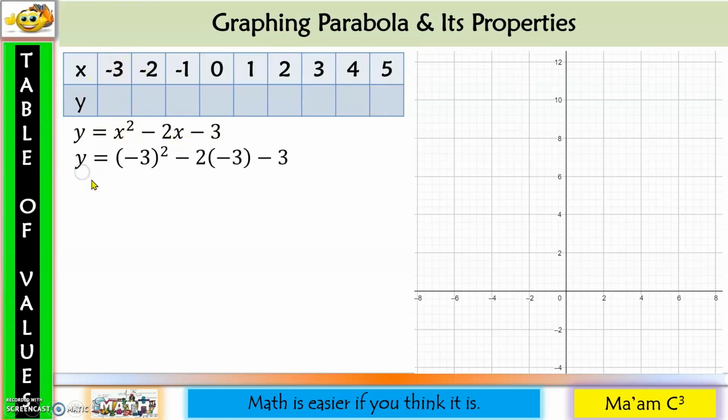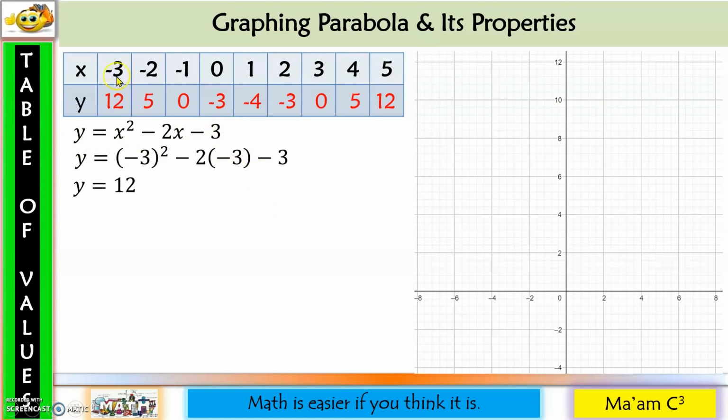So y is equal to negative 3 squared minus 2 times negative 3 minus 3. Negative 3 squared is 9. Negative 2 times negative 3 is positive 6, minus 3. 9 plus 6 is 15, minus 3. y is equal to 12. So we write here 12. Continue substituting the x values in the function and complete the table. Once completed, you now plot the points.